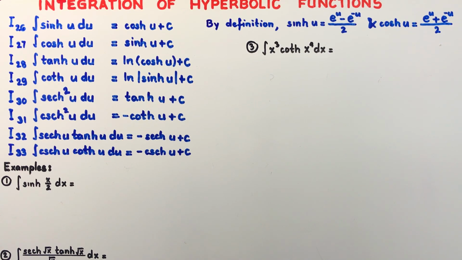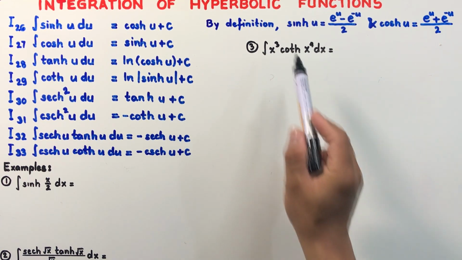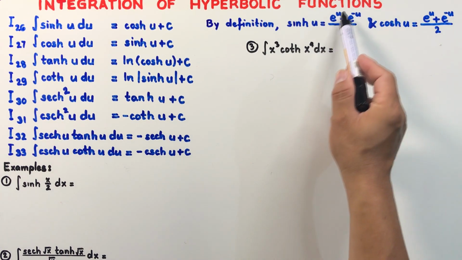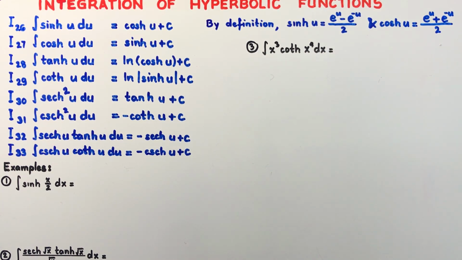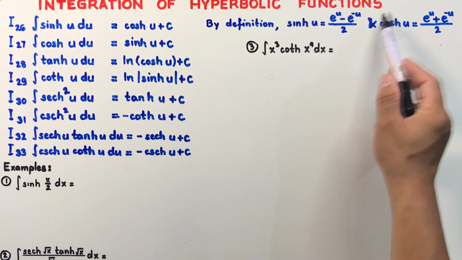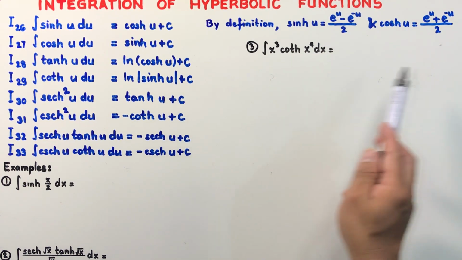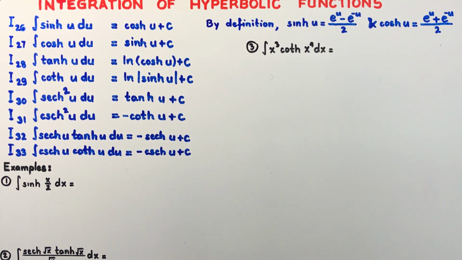Now, we've already learned from your previous calculus that by definition, a hyperbolic function is a combination of exponential functions. So by definition, the hyperbolic sine of u is equal to e to the power u minus e to the negative u divided by 2, and the hyperbolic cosine of u is equal to e to the power u plus e to the negative u all over 2. Now, that is the basic definition of hyperbolic functions.